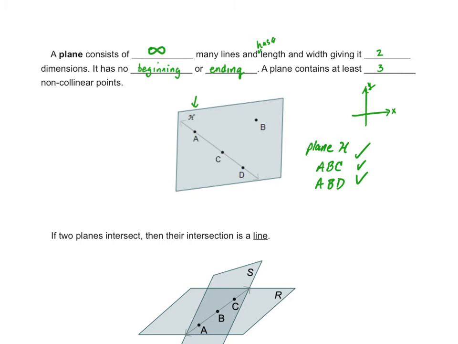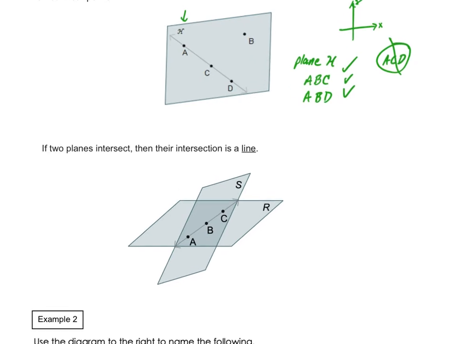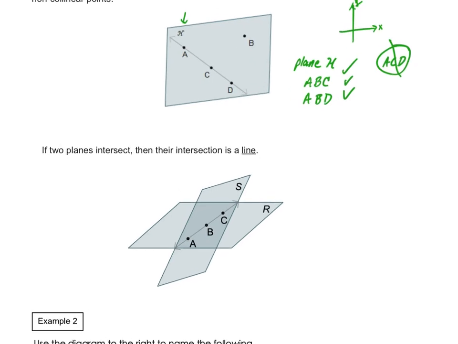We could not say plane ACD because they are all in a straight line. So that's why we couldn't do that. That would not be a proper way to label a plane. Now, if 2 planes intersect, then their intersection is a line. So this image is intended to show 2 planes crossing, and they intersect at a line.